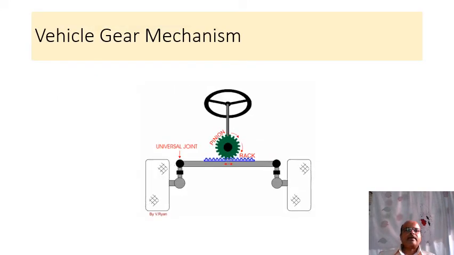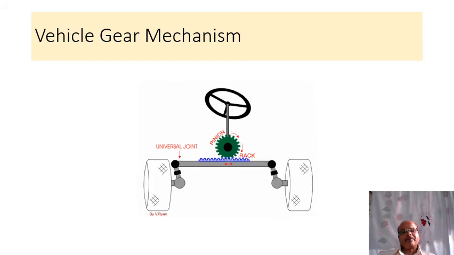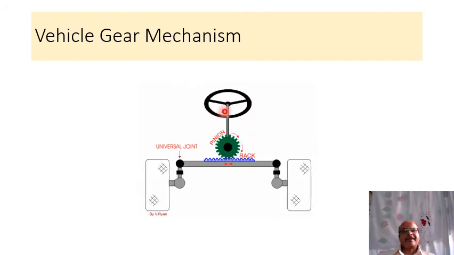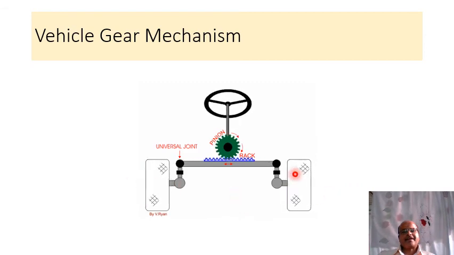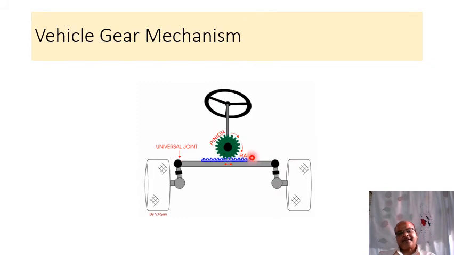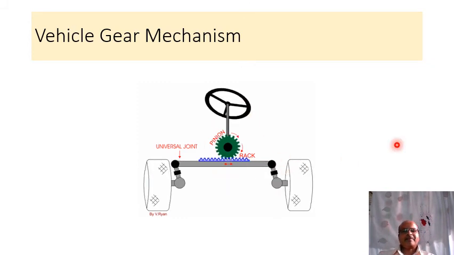Then vehicle gear mechanism. So this animation is looking very good. If you observe, the vehicle gear mechanism is shown here. If you rotate that, that is the steering for either left or right. According to that, by using this gear mechanism, the vehicle position changes either this side or this side. So this is an animation of a vehicle gear mechanism.